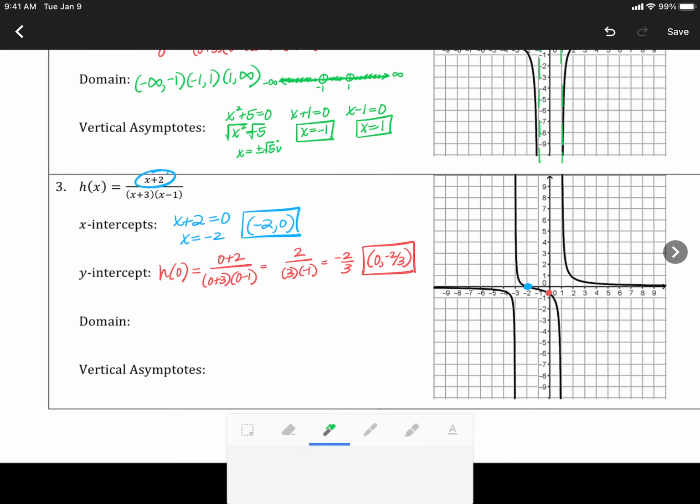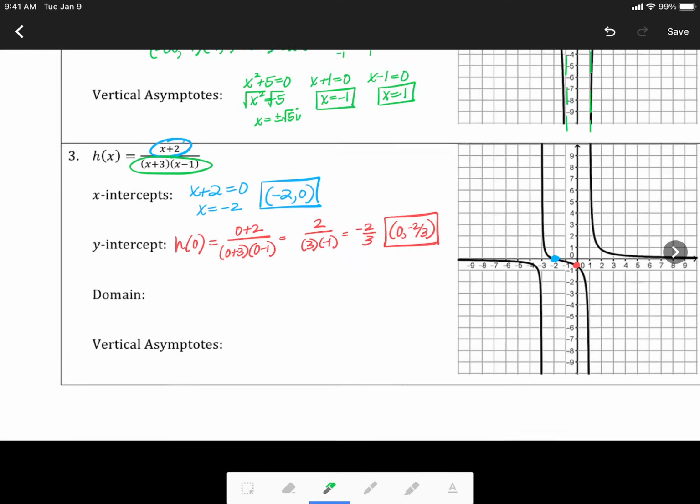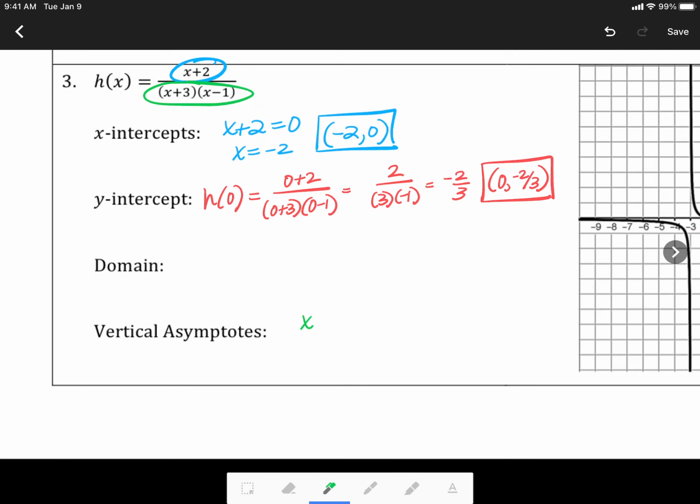Hopefully you said the denominator. Hopefully you said you're looking at the denominator and setting it equal to 0. x plus 3 equals 0 and x minus 1 equals 0. So we have x equals negative 3. That's going to be one of our asymptotes. And x equals positive 1. That's going to be our other asymptote.